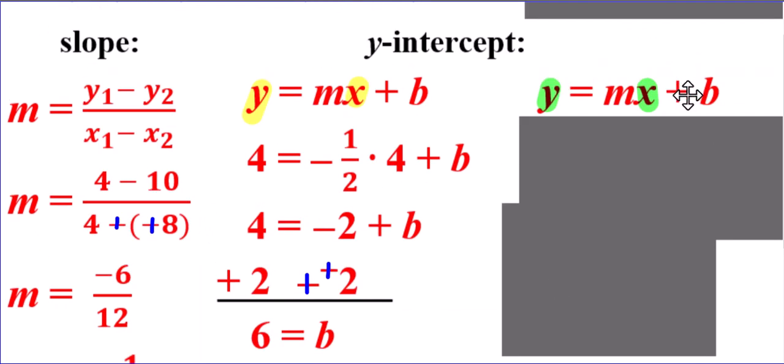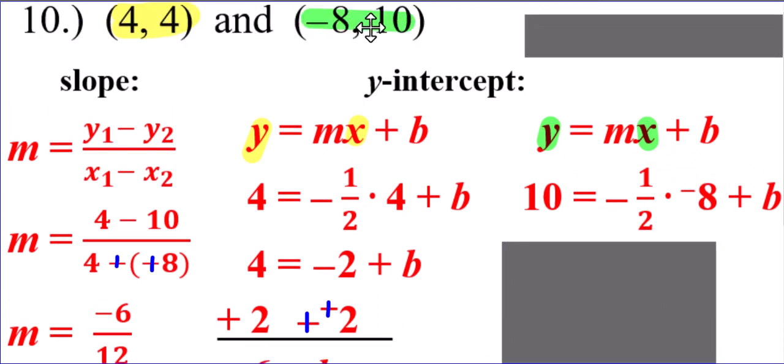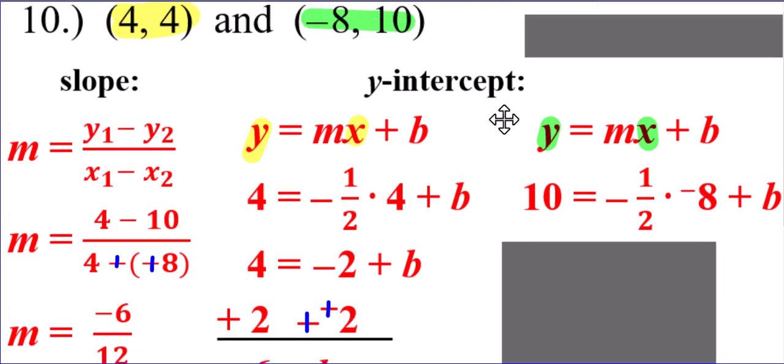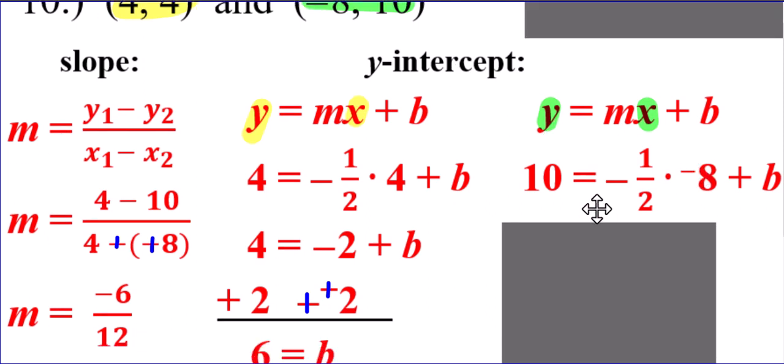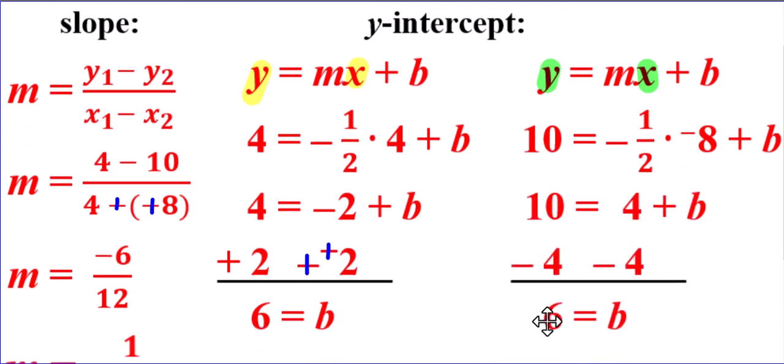Now, for those of you who did the other ordered pair, here's what your work is going to look like. You put negative 8 in for the x. You put 10 in for the y. If you accidentally flip-flop those, go ahead and hit pause right now in the video and fix your work. But if you didn't flip-flop them, let's continue. Negative 1/2 times negative 8 is positive 4. The inverse of adding by 4 is subtracting by 4, and that will also give you 6.